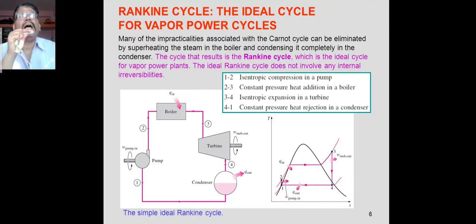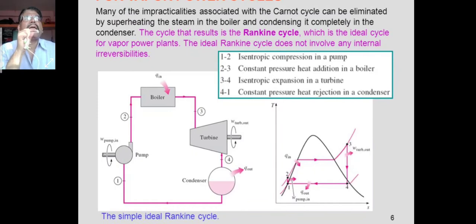Many of the impracticalities associated with the Carnot cycle can be eliminated by superheating the steam in the boiler and condensing it completely in the condenser. The cycle that results is the Rankine cycle, the ideal cycle for vapor power plants. The ideal Rankine cycle does not involve any internal irreversibilities.